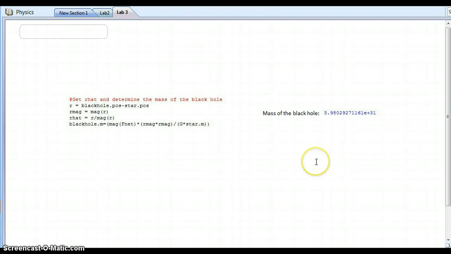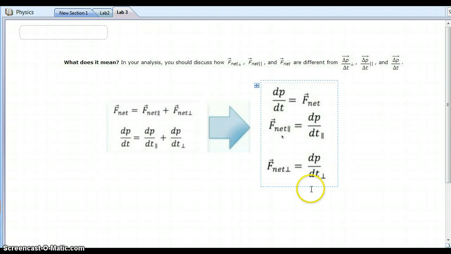To solve the mass of the black hole, I used Newton's law of universal gravitation that was discussed earlier. That formula is shown in these lines of code. Because the net force was already known, I rearranged the equation to solve for the mass of the black hole. When the code is run, the value equated here is printed in the shell, which gave me a value of 3.98 times 10 to the 31 kilograms. I will now move on to the discussion questions.